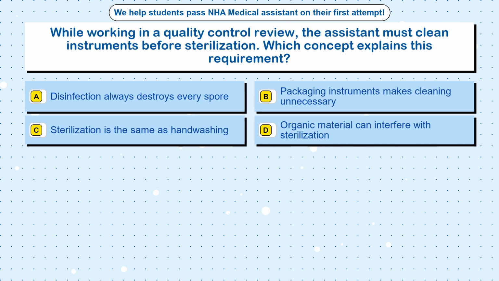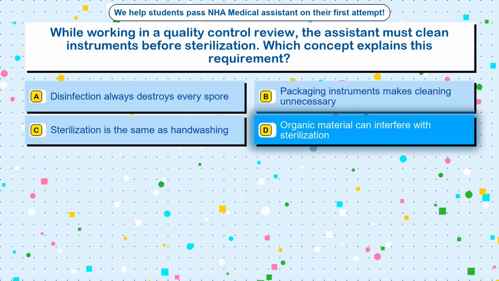Question 3. While working in a quality control review, the assistant must clean instruments before sterilization. Which concept explains this requirement? Option A. Disinfection always destroys every spore. Option B. Packaging instruments makes cleaning unnecessary. Option C. Sterilization is the same as hand washing. Option D. Organic material can interfere with sterilization. The correct answer is option D.